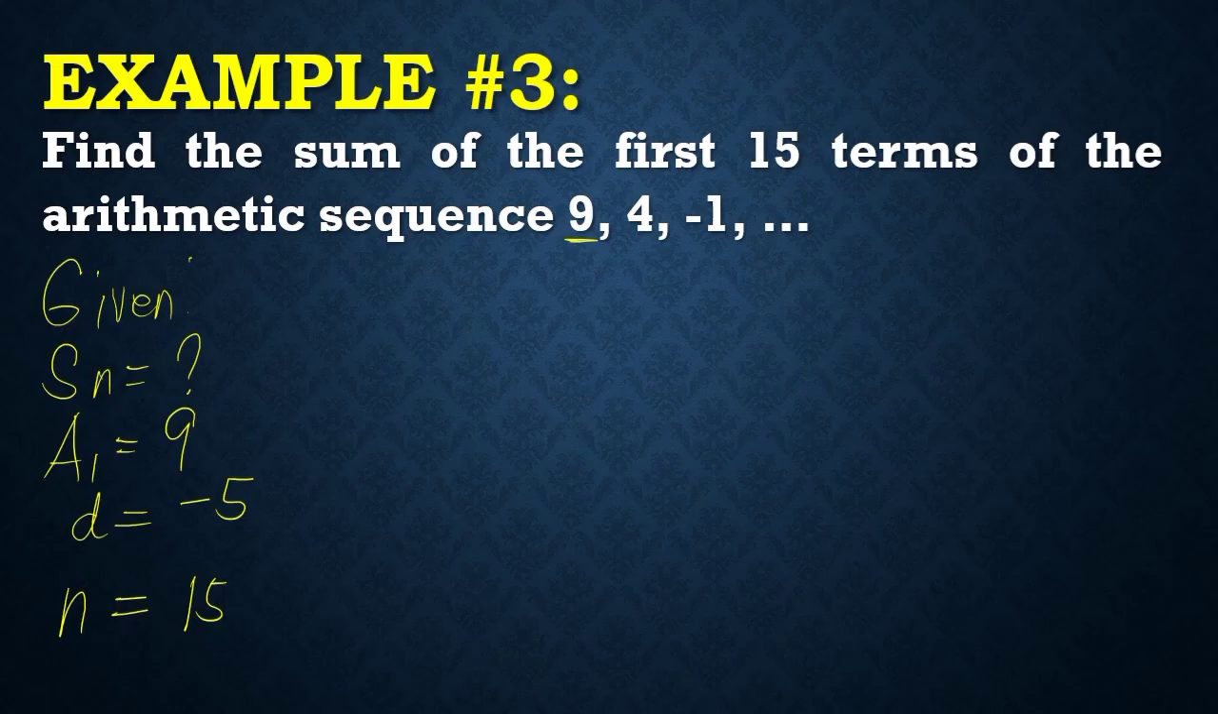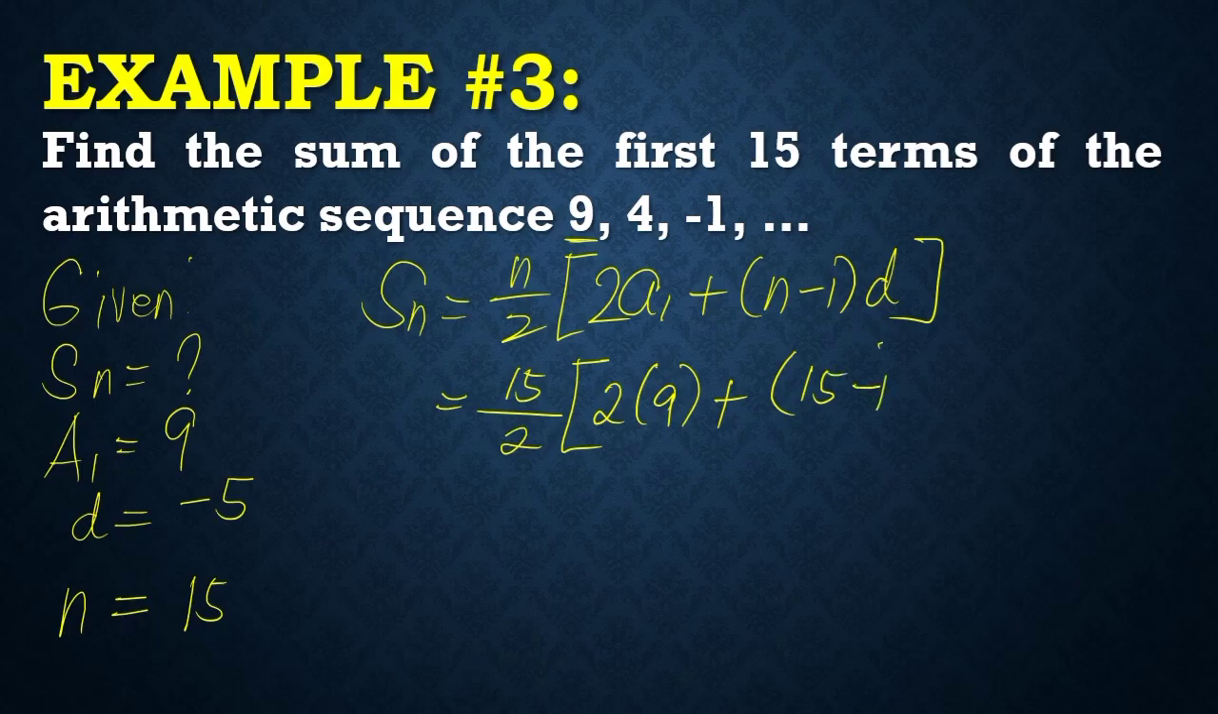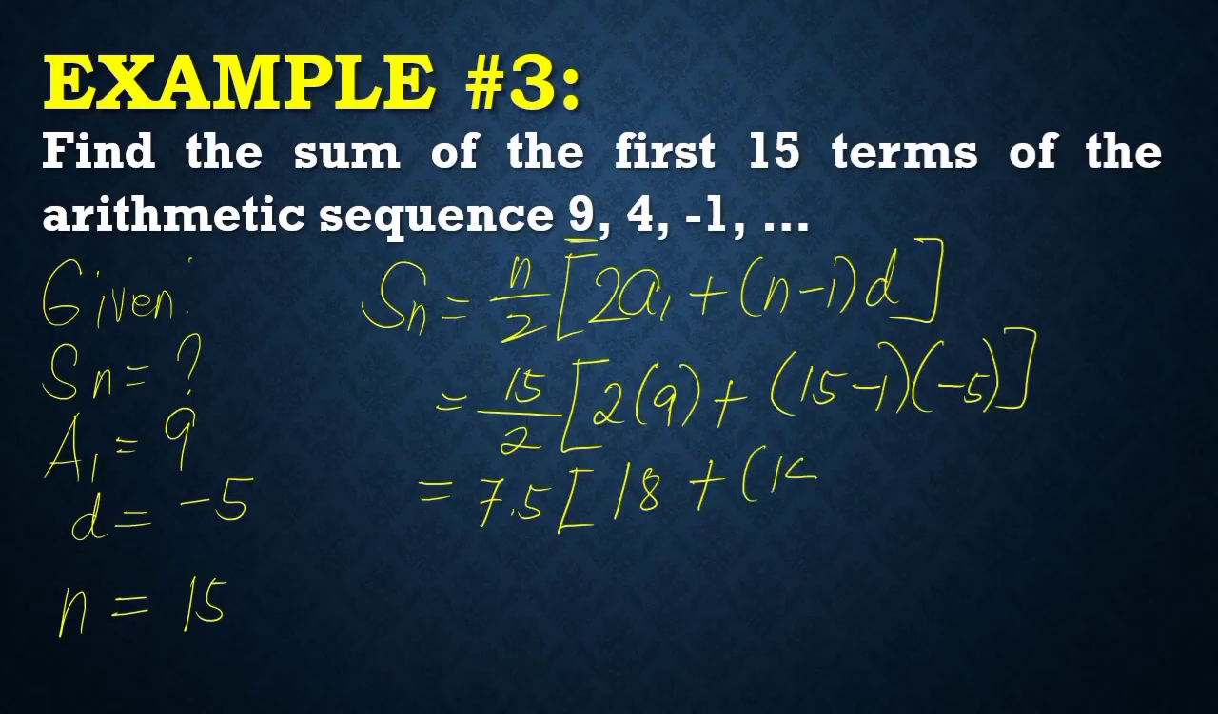Next, applying the formula, S sub n is equal to n over 2 times the quantity 2a sub 1 plus the quantity n minus 1 times d. So n is 15 divided by 2, tapos 2 times the first term, 9, plus n, 15 minus 1, times the common difference, negative 5. Next, 15 divided by 2, that is 7.5. And then 2 times 9, that is 18, plus 15 minus 1, 14, times the common difference, negative 5.